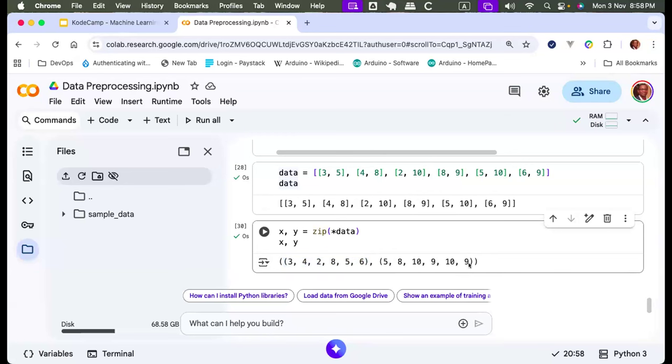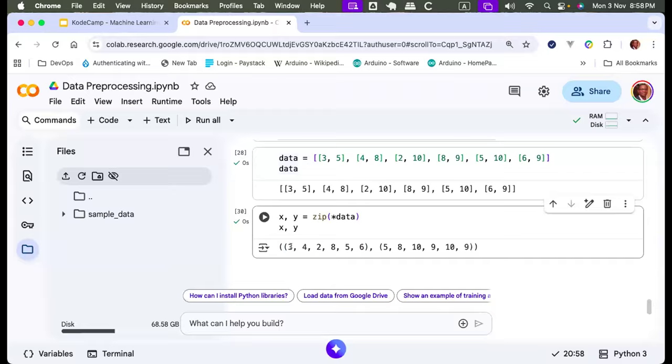So this is what you wanted to predict. I'm now telling it, if I give you 3 for X, I want you to predict 5 for Y. If I give you 4, I want you to predict 8 for Y. If I give you 2, I want you to predict 10. If I give you 8, I want you to predict 9. If I give you 5, I want you to predict 10. If I give you 6, I want you to predict 9. You have given it the value.